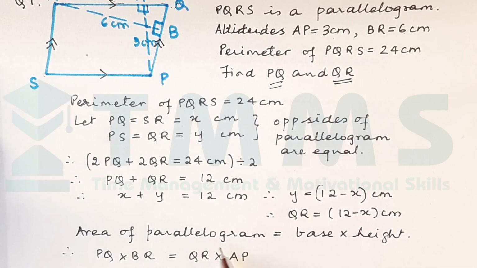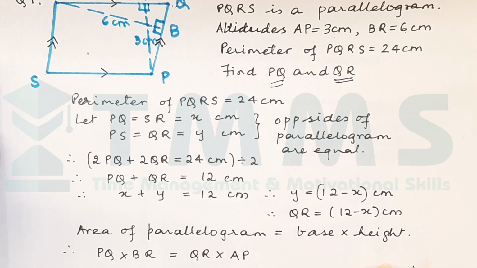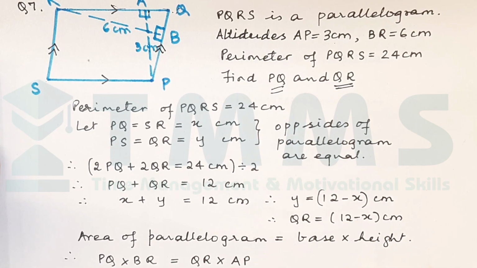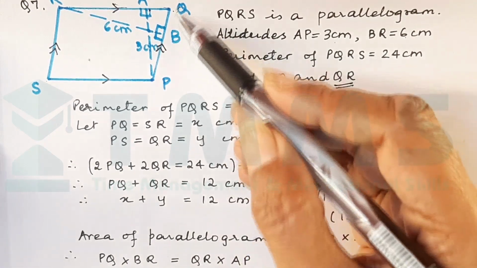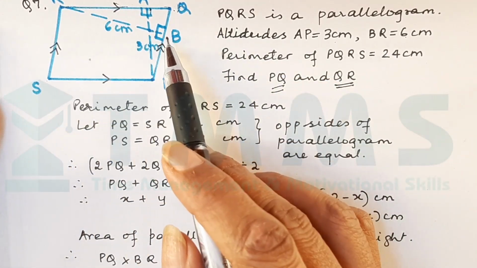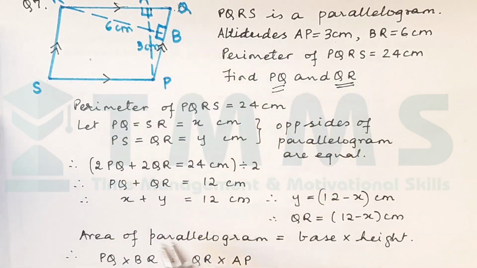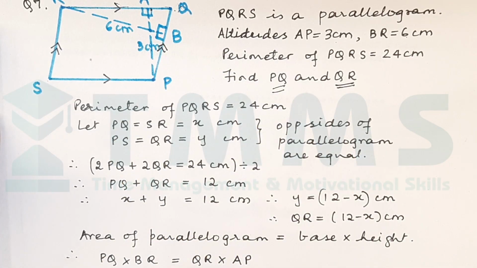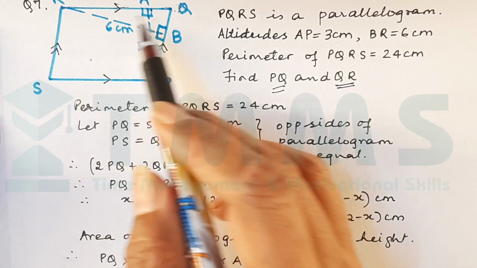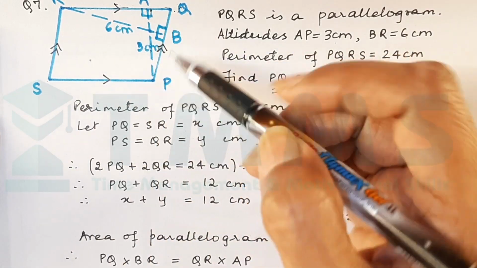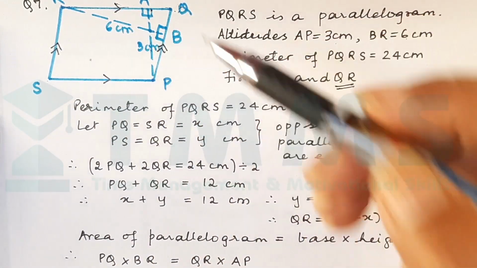Now, area of parallelogram is base into height. Now, base into height means, watch this in the diagram, this base multiplied by this height. So, for this base, this is the height. So, we write PQ into BR is equal to QR multiplied by AP. If this is the base, then this becomes the height.